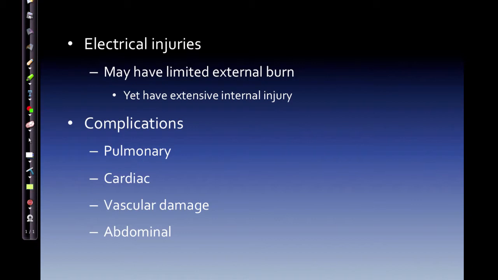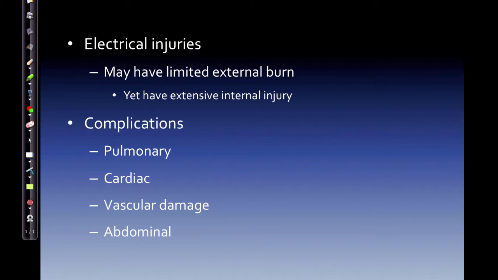Assessment of electrical burns. Electrical injuries may have limited external burn, yet have extensive internal injury. Pulmonary complications are generally limited to involvement of the phrenic nerve and diaphragm as far as paralysis goes, and cardiac complications range from sustained sinus tachycardia with global specific ST segment changes, so they can look like they're having a gigantic MI whenever this occurs, to atrial to ventricular fibrillation.